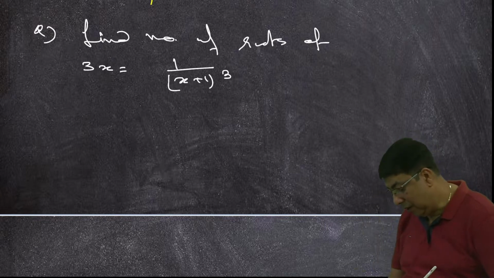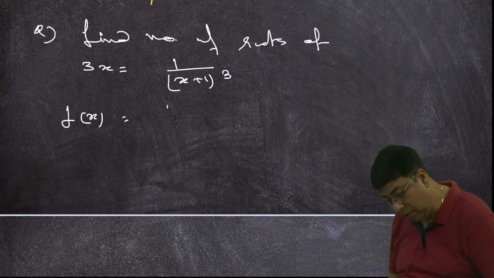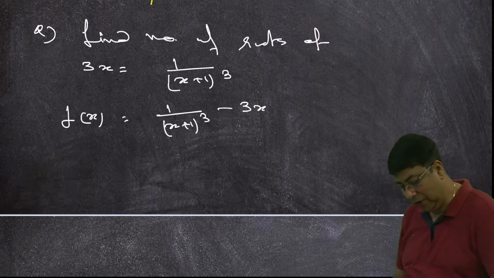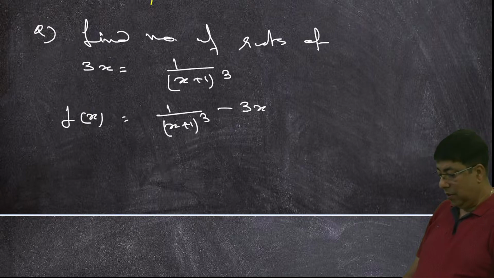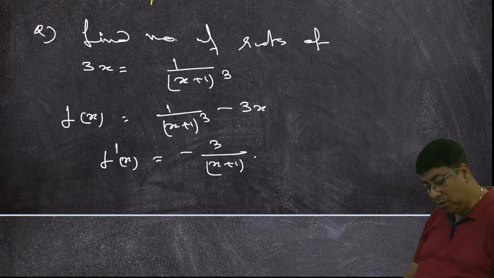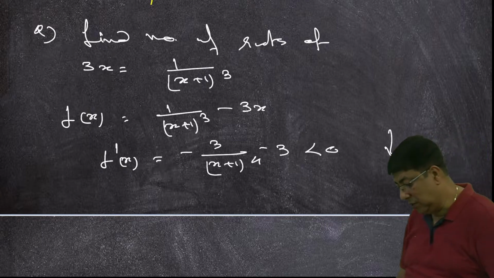First of all, let us consider f(x) equal to 1 by (x plus 1) whole cube minus 3x. I am taking this f(x). Then now if we do the f dash x, क्या होगा इसका डेरिवेटिव? f dash x is minus 3 by (x plus 1) whole to the power 4 minus 3. This is less than 0. This is a decreasing function.